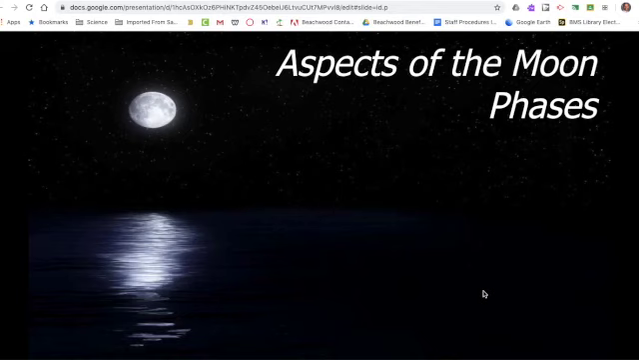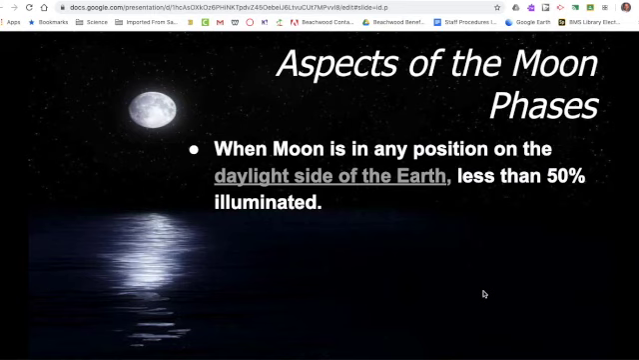Aspects of the moon phases. All right, when the moon is in any position on the daylight side of the Earth, less than 50% is illuminated. So that would be the crescent phases and the new moon phases.